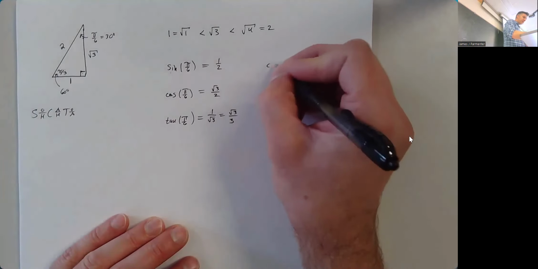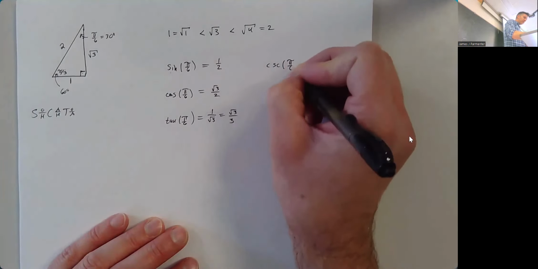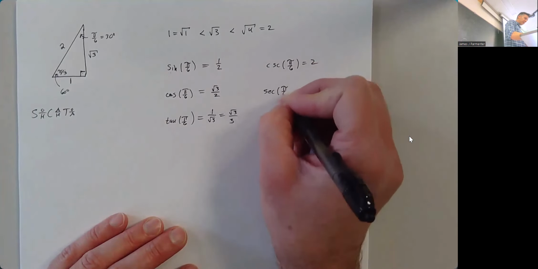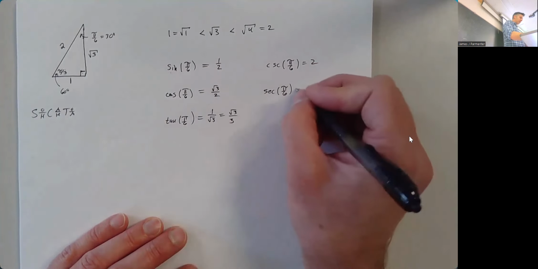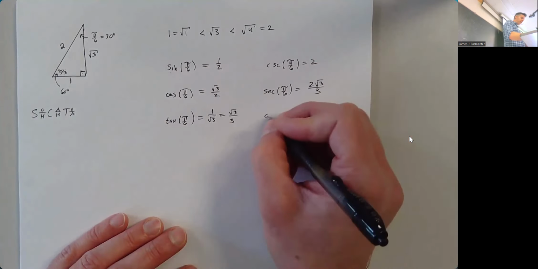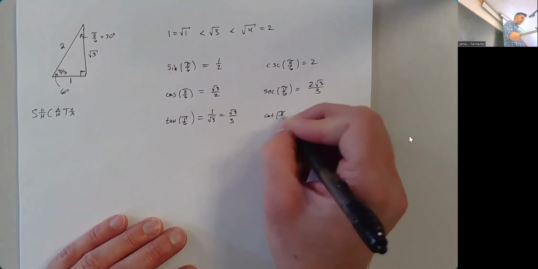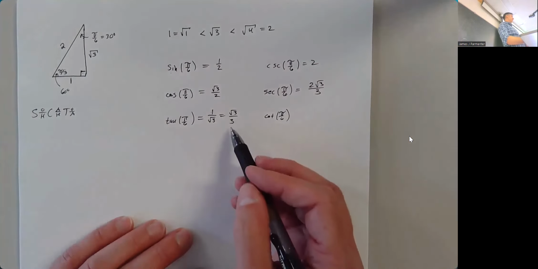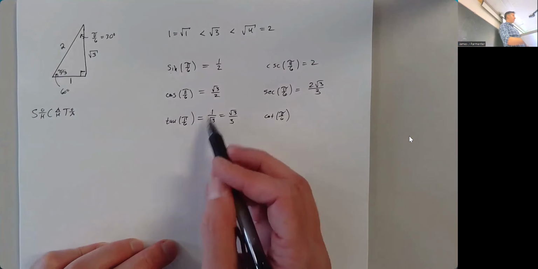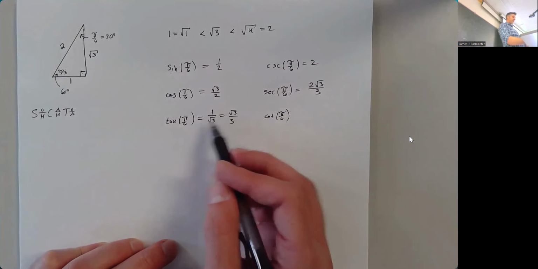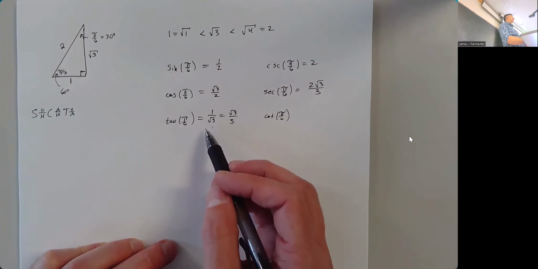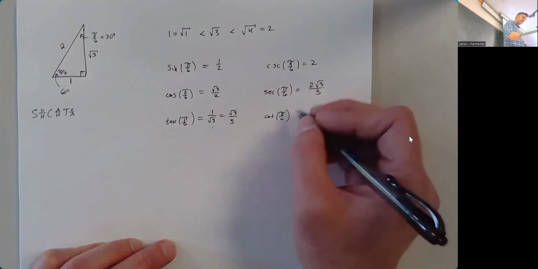We write down cosecant here. Cosecant of pi over 6 is 2. Secant of pi over 6 is going to be 2 over root 3, which we should rationalize as 2 root 3 over 3. And cotangent of pi over 6, here's a good lesson to learn. Don't write it as 3 over root 3, because then you have to rationalize that. Write it as root 3 over 1, which is just root 3. So definitely flip the thing that has the irrational number in the denominator if you can see that.